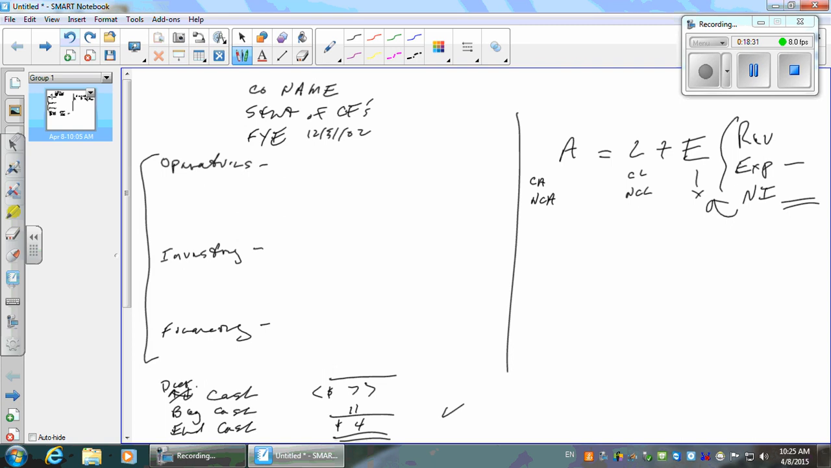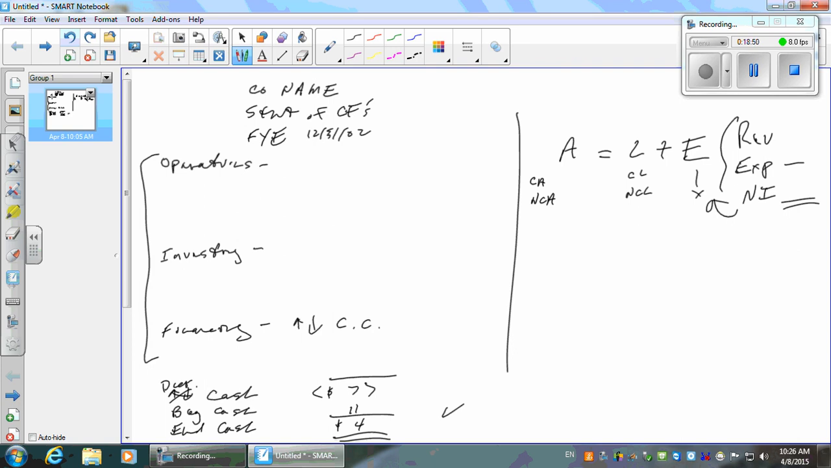So what do you do first? You put your own money in, right? What's that? That's contributed capital, sure. And that's financing. See, it's upside down. So increases and decreases in contributed capital go in here.